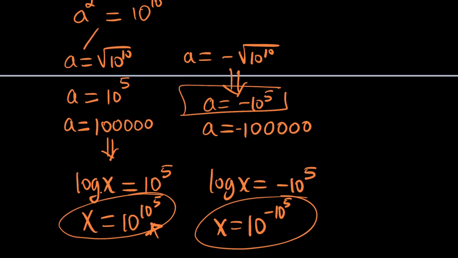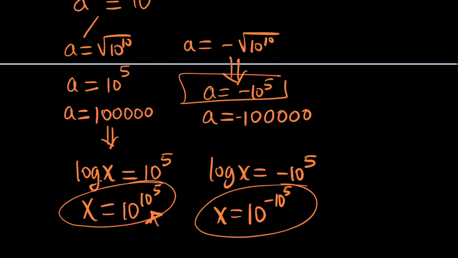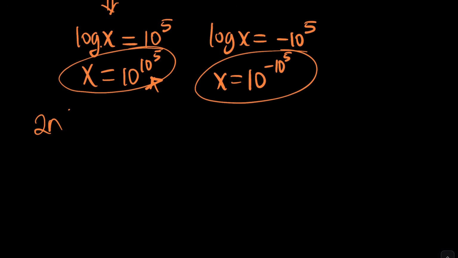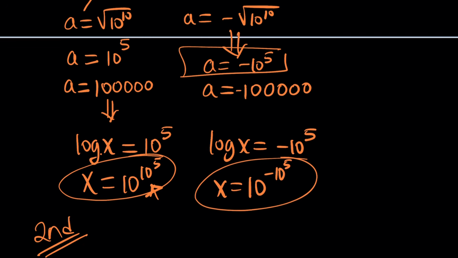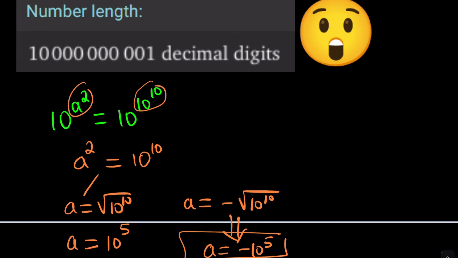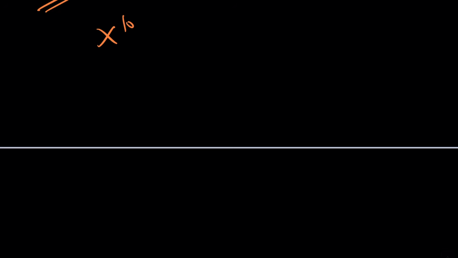Let's go ahead and take a look at another approach. And I'm going to call this one the second method. The first one is called the first method, even though we didn't write that down, let's go ahead and write it down. Okay, great. Let's take a look at the original problem one more time. We have x to the power log x equals 10 to the power 10 to the power 10.